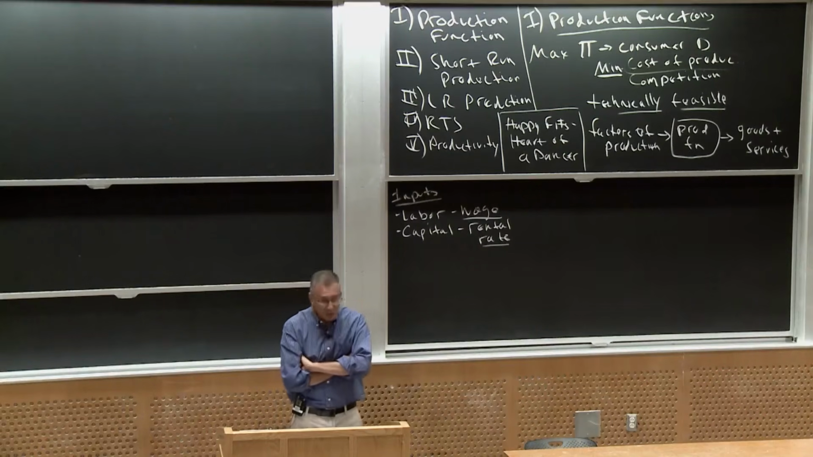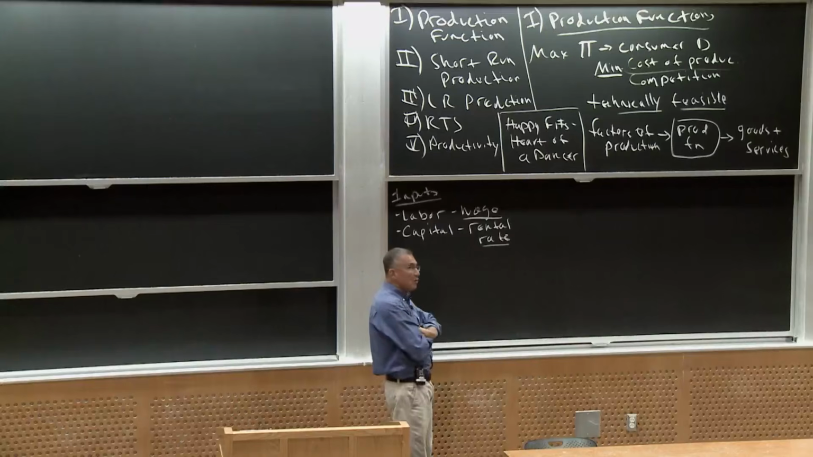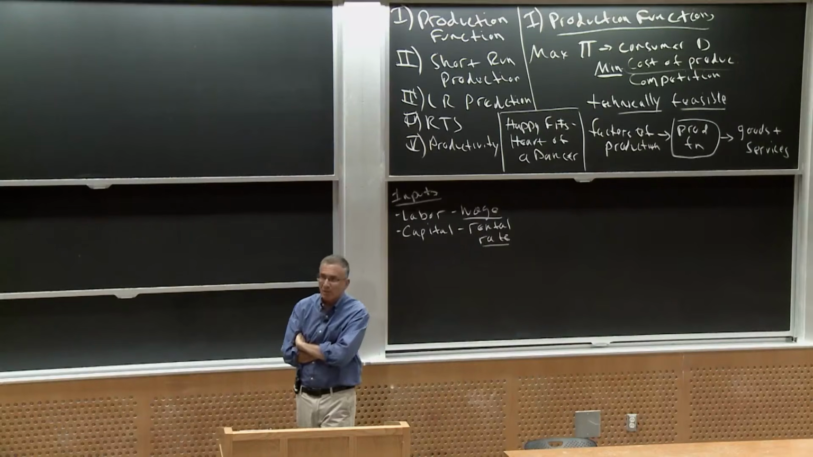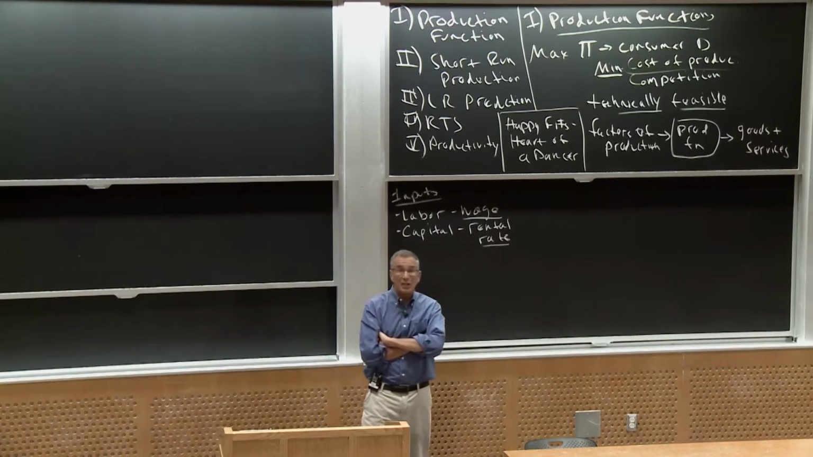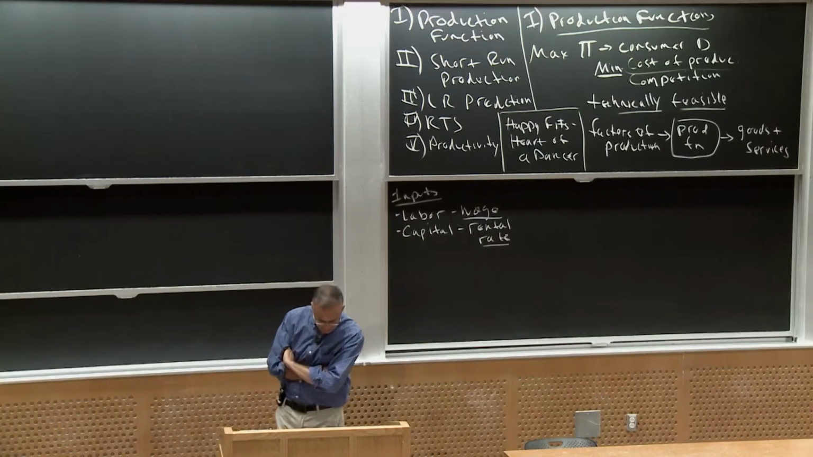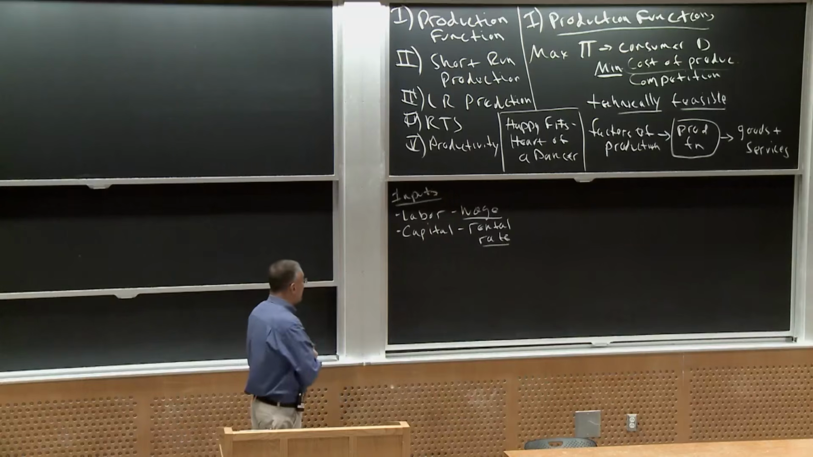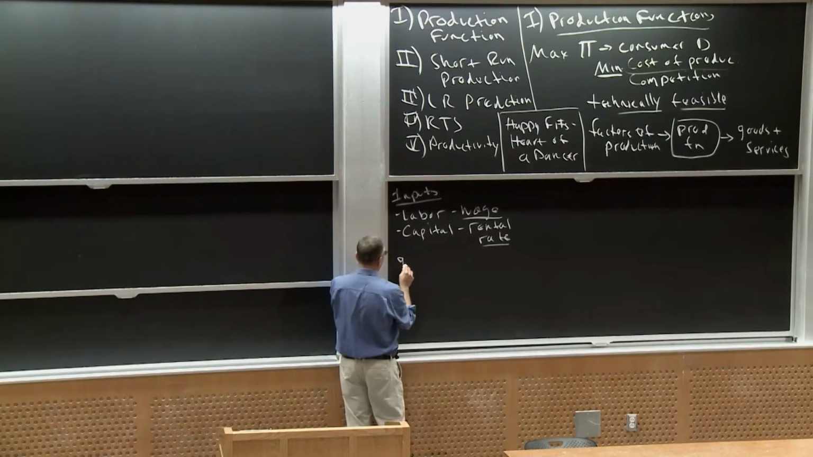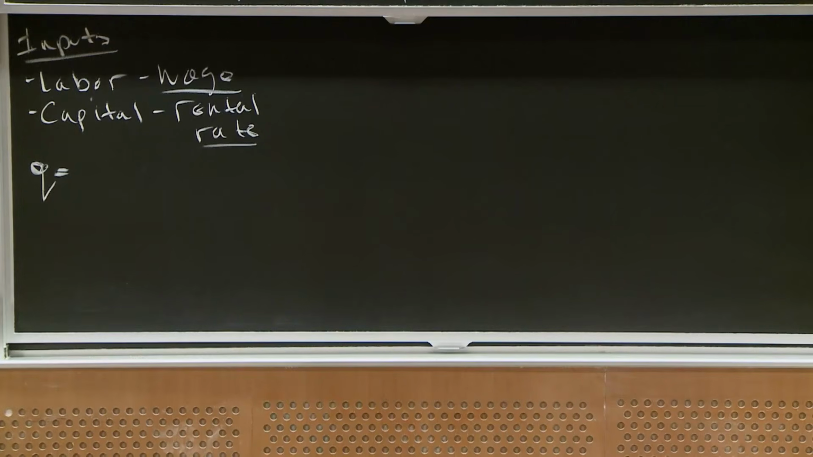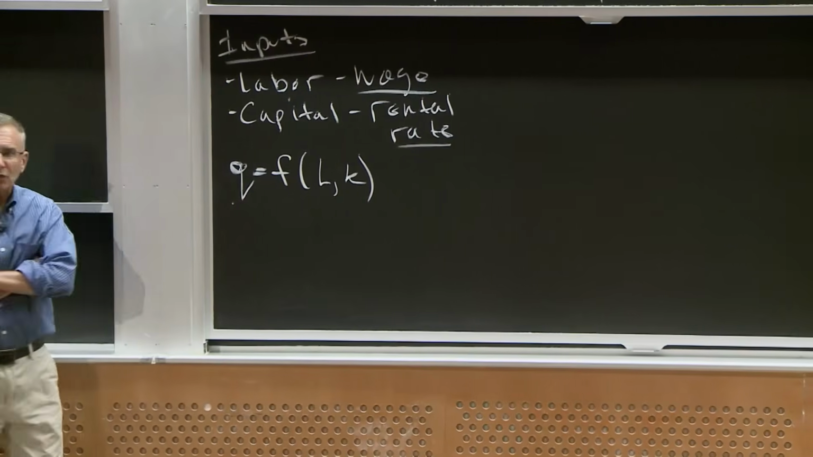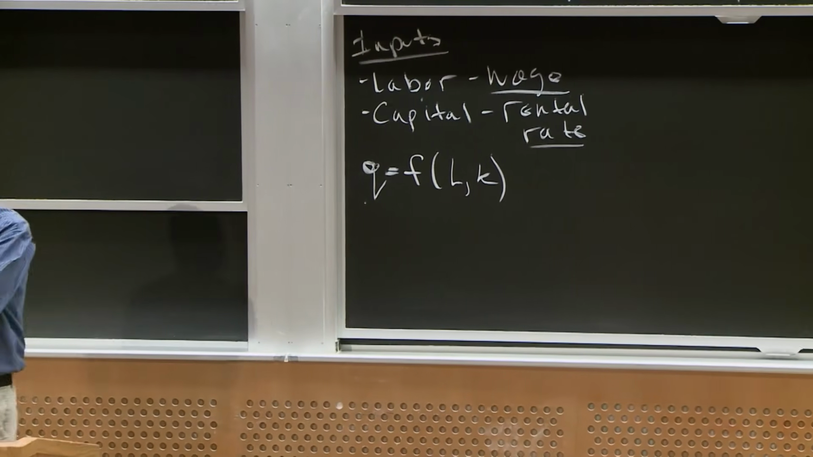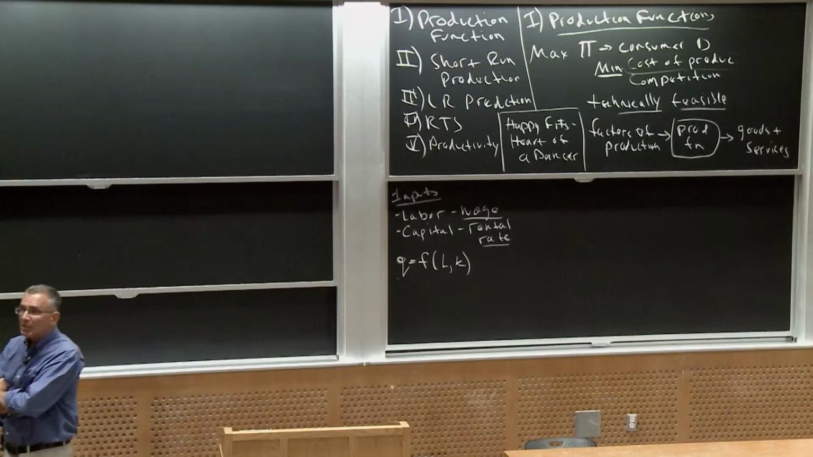Now, later on, we'll talk about where that comes from, the fact that firms actually own machines, etc. But for now, this makes it easy and allows for a parallel analysis between workers and machines. They're both things you rent. Now, the production function is a function F that converts labor and capital into output.